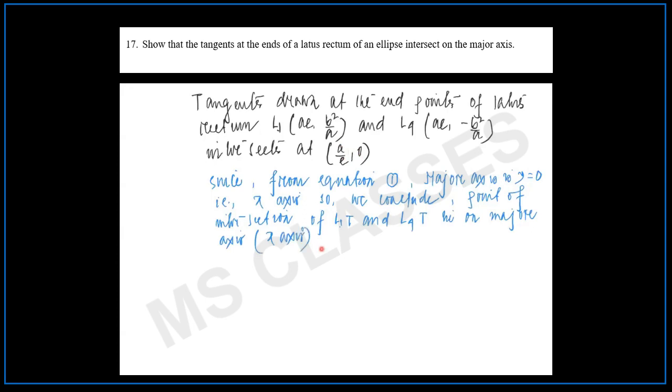Now the same thing can be proved by taking the vertical ellipse also. So anyone will do because you have taken a general ellipse.